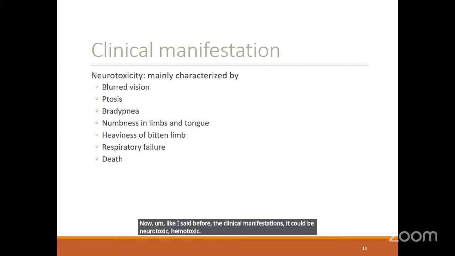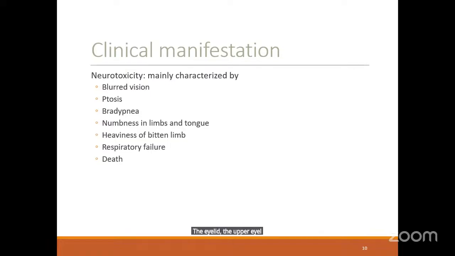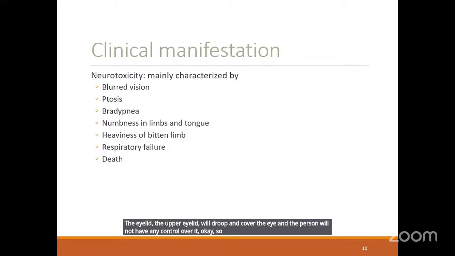And for neurotoxicity, you'll be seeing things like ptosis. Ptosis is when the upper eyelid will droop and cover the eye, and the person will not have any control over it, okay? So there'll be numbness in the limbs and tongue. They all point towards neurotoxicity.